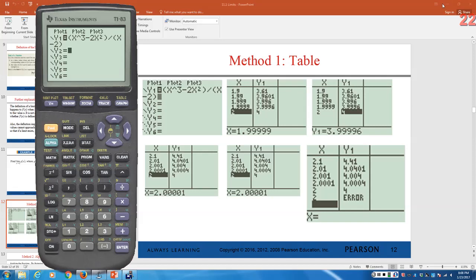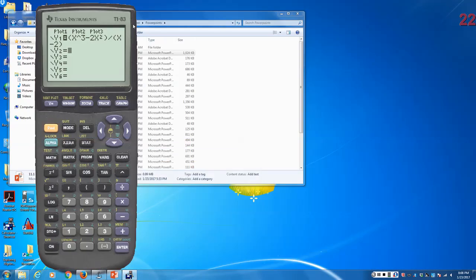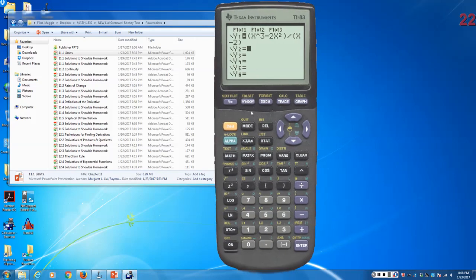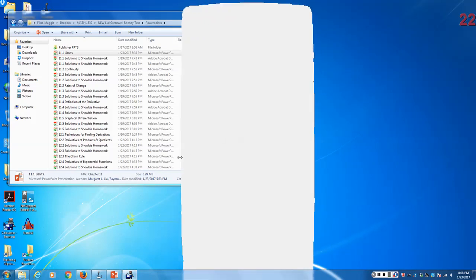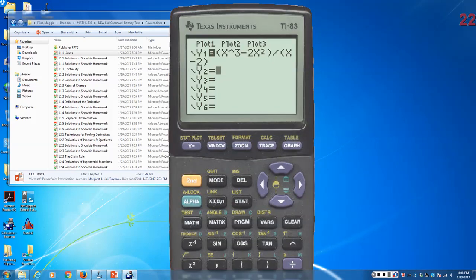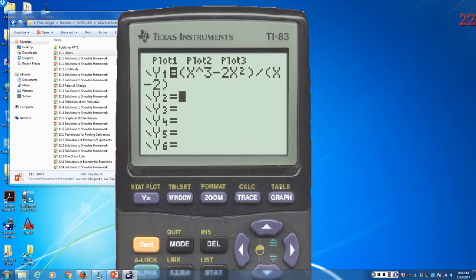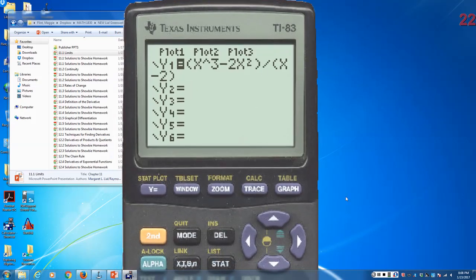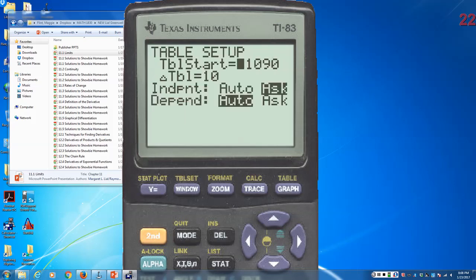So now I'm going to take leave of this for a second so I can make this a lot bigger, so you'll be able to see it better, even though I may have to move it around a little bit. The next thing I need to do is set up the table the way I want the table to come out. So I'm going to hit the second button and then the window button to go to table setup.